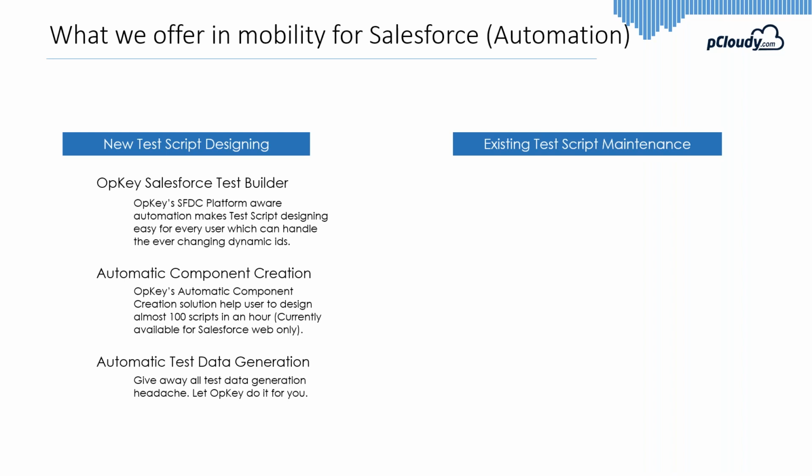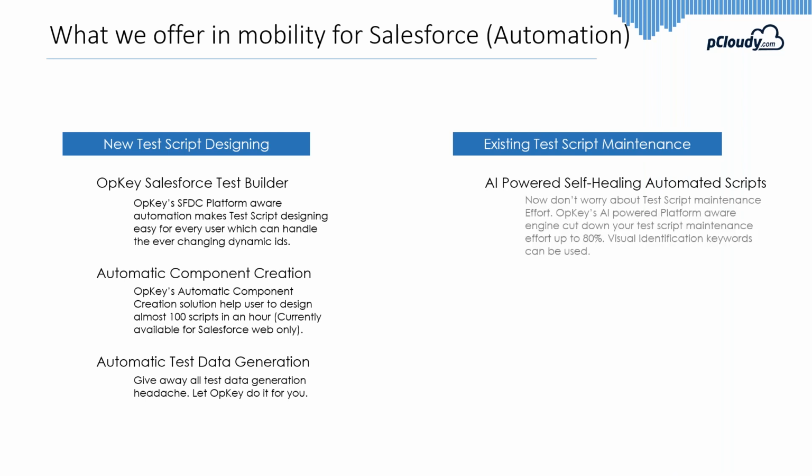Now the second one is the existing test script maintenance. For that we have AI powered self-healing automated scripts, which means we have the feature of visual identification, wherein OpKey can find the objects not on the basis of properties like ID, XPath and all. It can find the object on the basis of the nearby label or the text.